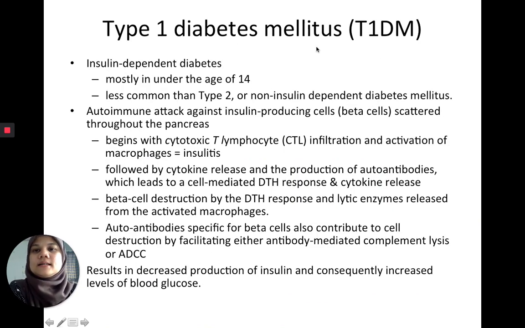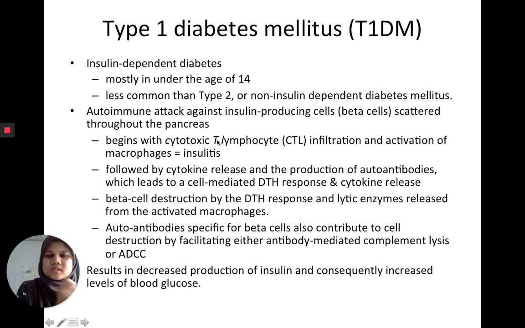The other one is called type 1 diabetes mellitus. This is also an organ-specific one where there's an autoimmune attack on the beta cells scattered in the pancreas. It's quite common in children under the age of 14. It's less common than type 2, which is called non-insulin dependent diabetes mellitus. So this one is insulin dependent.